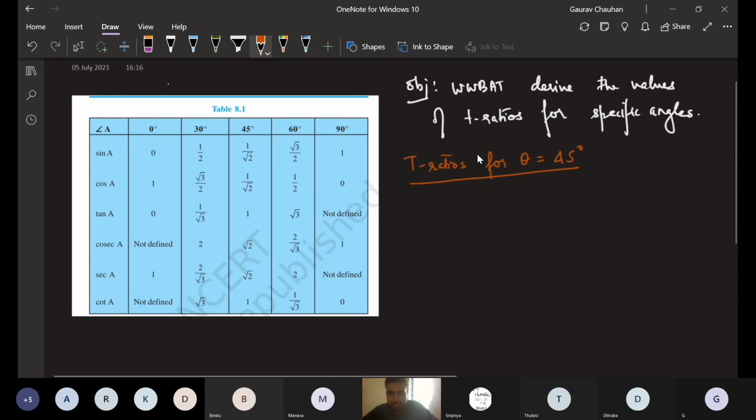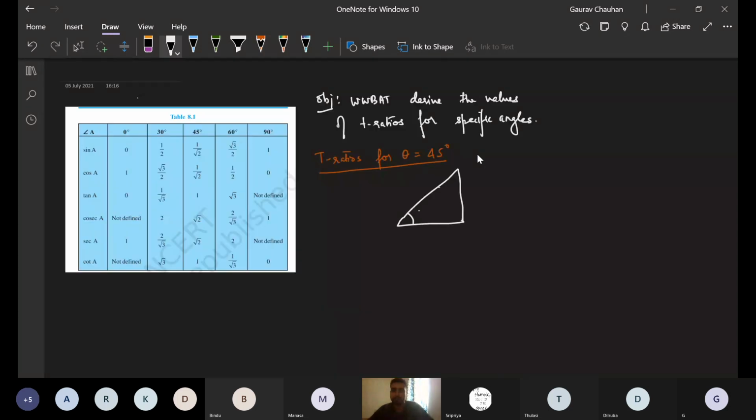So first of all, for theta equal to 45 degrees, we need to make a triangle. Let this angle be theta, 45 degrees. If theta is equal to 45 degrees, what will be the value of angle C? Please raise hands and tell me. Anyone?